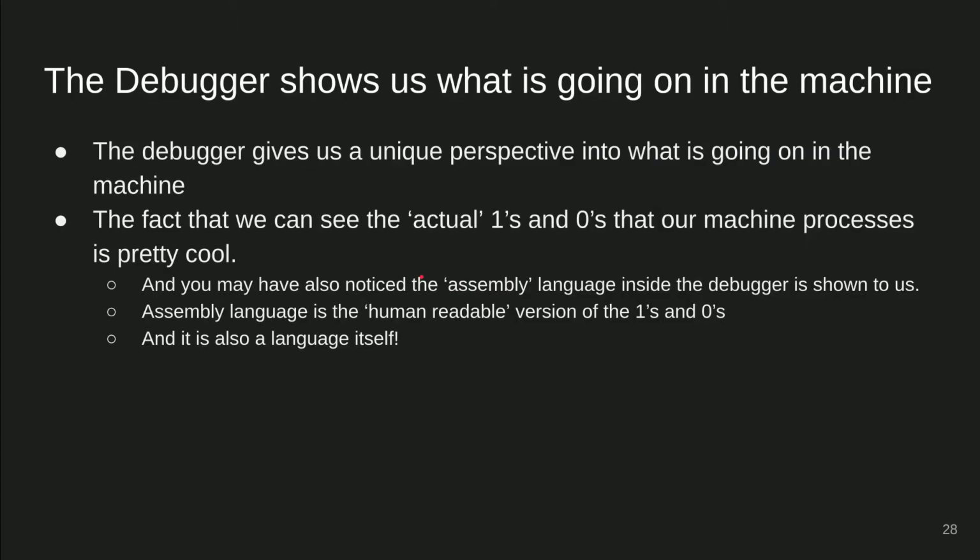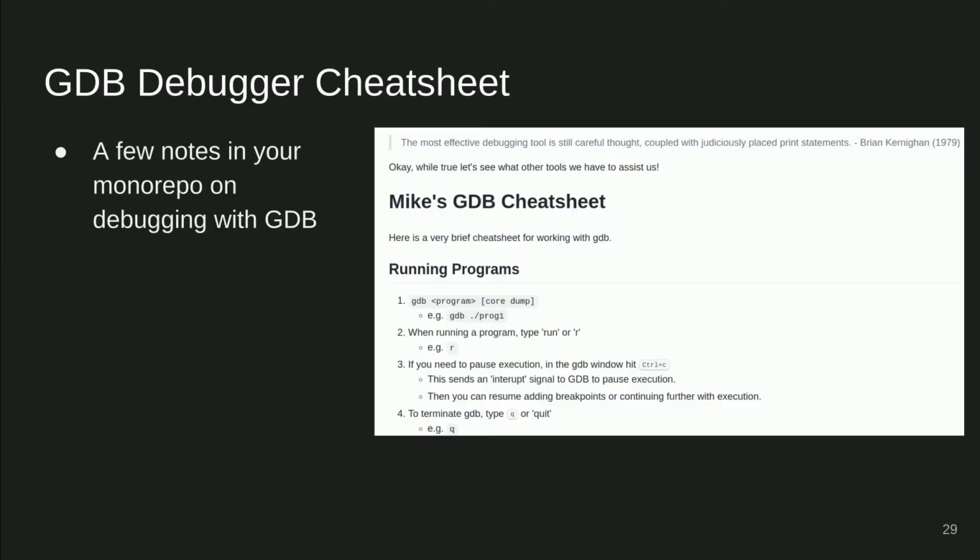The idea of the debugger is that it shows us what's going on inside the machine. It gives us a unique perspective into the machine. In fact, you can actually see the ones and zeros once we learn a little bit about assembly later, which is pretty cool, because then there's really no secret to what is going on. There is a cheat sheet in your repo on some of the commands I'm going to show. There's also a resource at the top of your readings for some debugging so that you can practice, and of course you've got these videos.